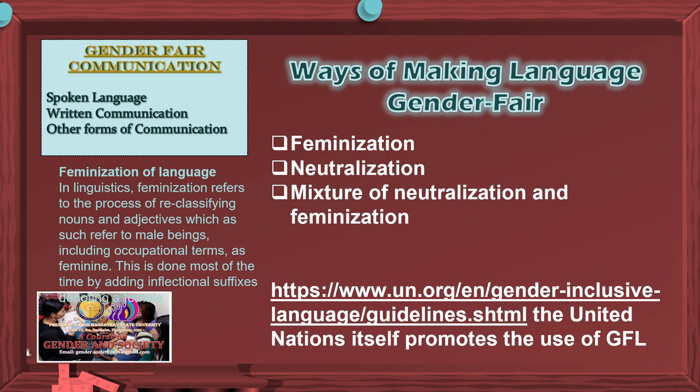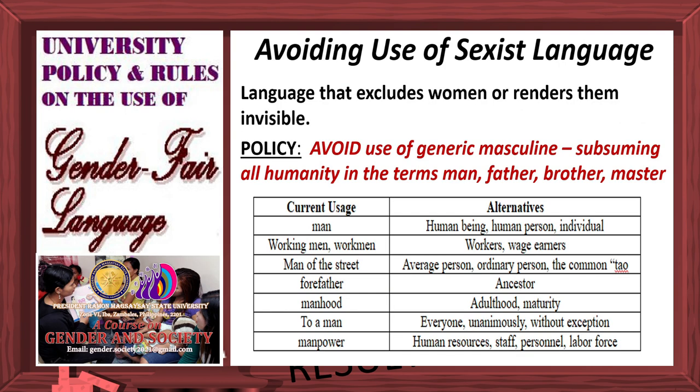So feminization of language refers to the process of reclassifying nouns and adjectives which as such refer to male beings, including occupational terms, as feminine. This is done most of the time by adding inflectional suffixes. One, we can avoid using sexist language by avoiding the use of generic masculine, which includes all humanity in the terms father, brother, master, men. Examples include man or men, working men, workmen, men of the street, forefather, manhood, to a man, manpower. These are the current common use.